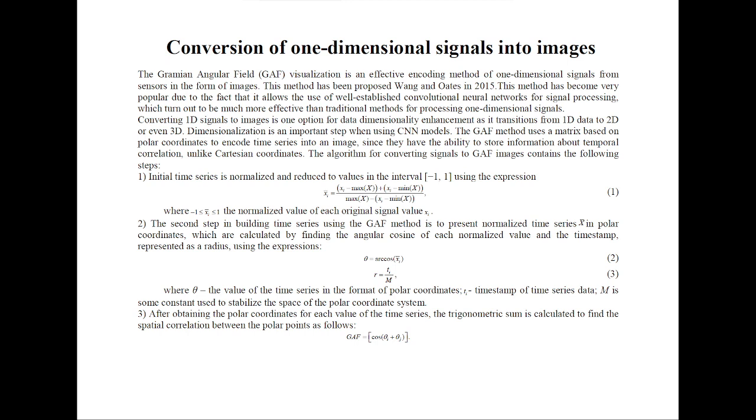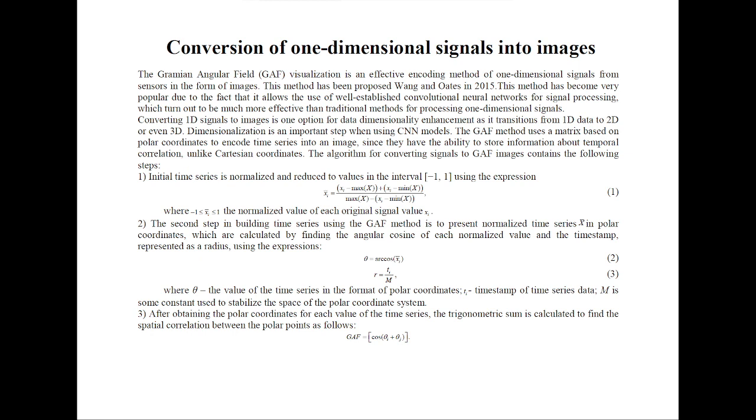Conversion of one-dimensional signals into images. The Gramian angular field visualization is an effective encoding method of one-dimensional signals from sensors in the form of images. This method was proposed by Wang and Oates in 2015. It has become very popular due to the fact that it allows the use of well-established convolutional neural networks for signal processing, which turn out to be much more effective than traditional methods for processing one-dimensional signals.